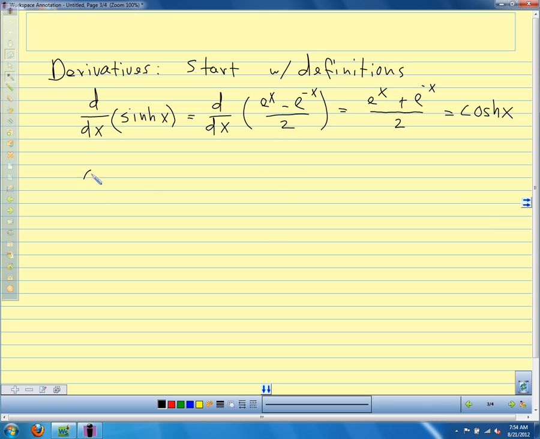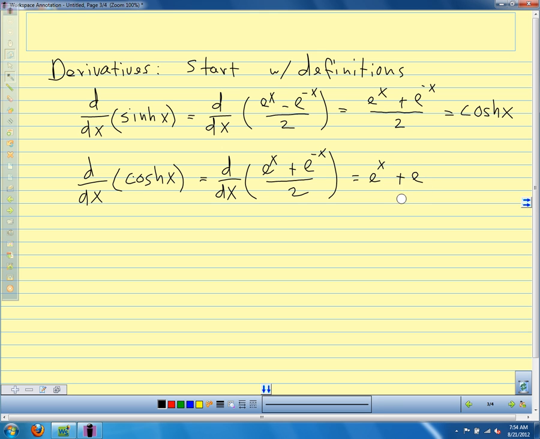The derivative of the hyperbolic cosine: we're going to differentiate e to the x plus e to the minus x over 2. And all we do is change the sign here. So we get e to the x minus e to the minus x over 2, which is our hyperbolic sine. So very similar, other than a sign change.